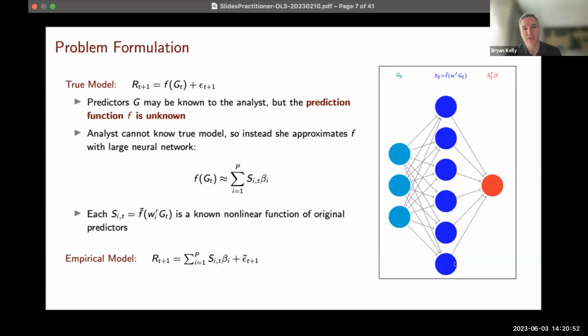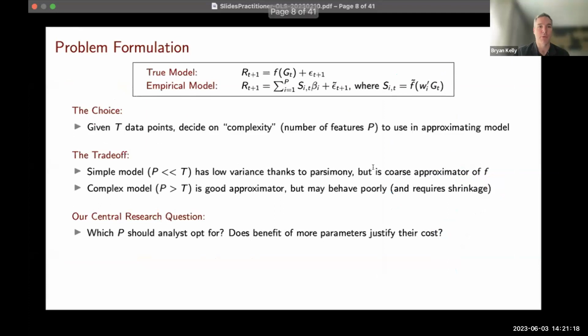But the problem's not done, because a key input to the analysis is how many of these intermediate basis functions I should build. That's not going to be an easy question for my analyst to answer. Really, before working on this paper, I don't think I had a good idea for what that answer should be. So we want to provide an answer. That's a way to view the entire formulation of this paper.